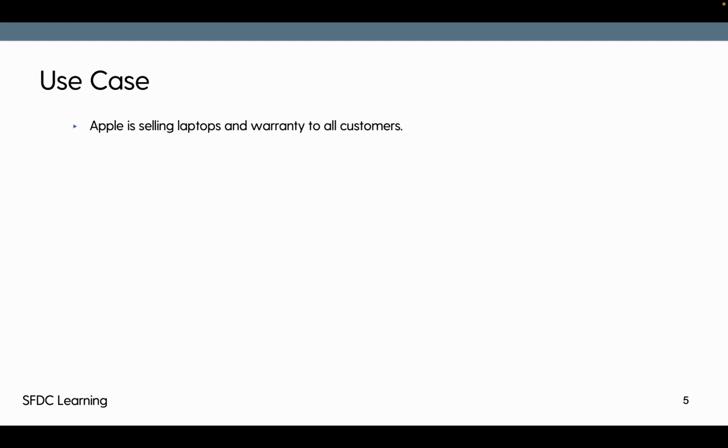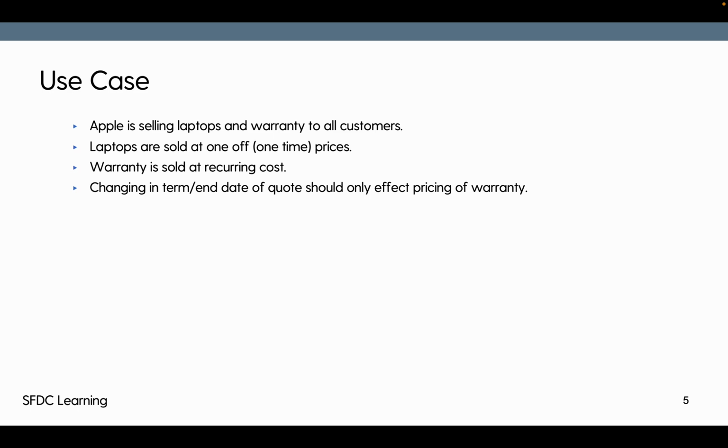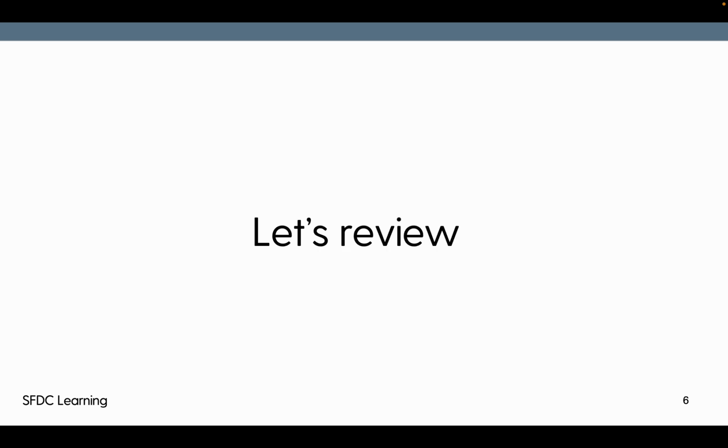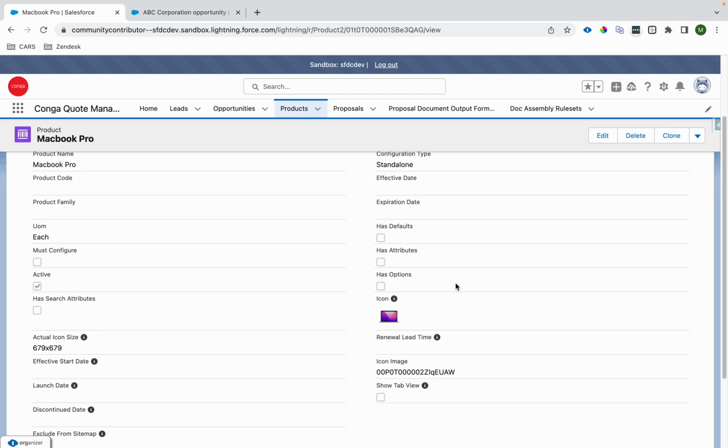Now a use case. So Apple is selling laptops and warranty to all the customers. Laptops are sold at one-time cost, so at a one-time price. And then warranty is sold at a recurring cost or recurring price. So a change in term and end date of the quote should only affect the pricing of warranty, not the laptops, because laptops are a one-time charge. So now let's review the configuration.